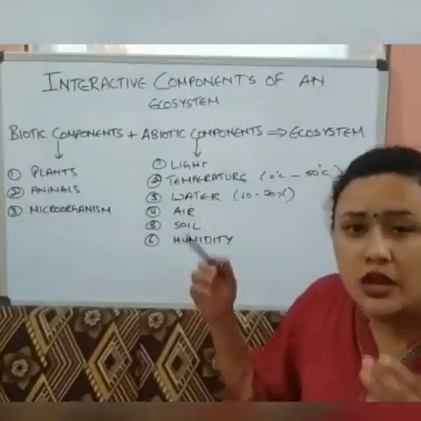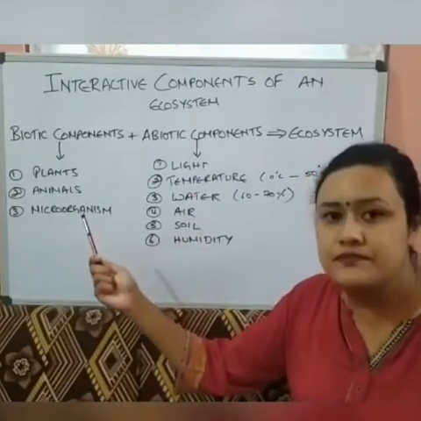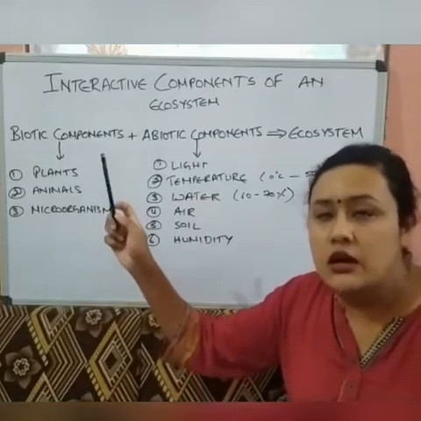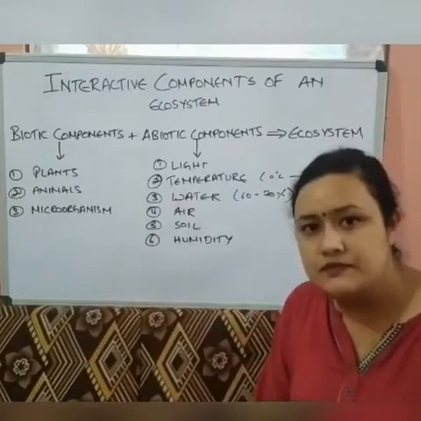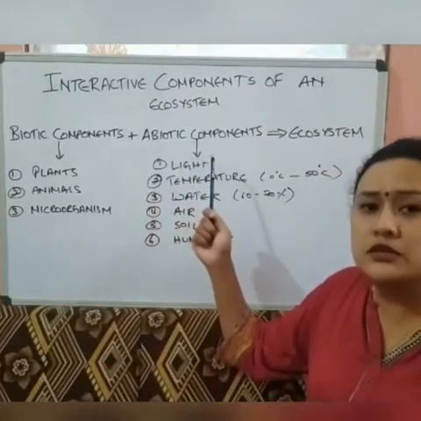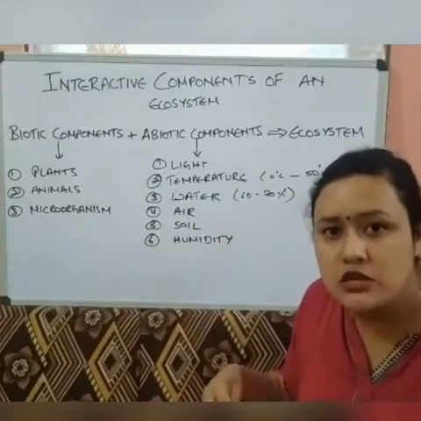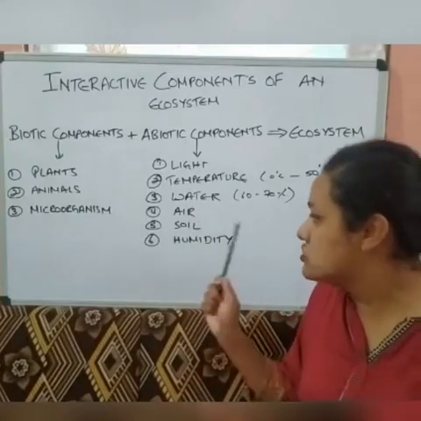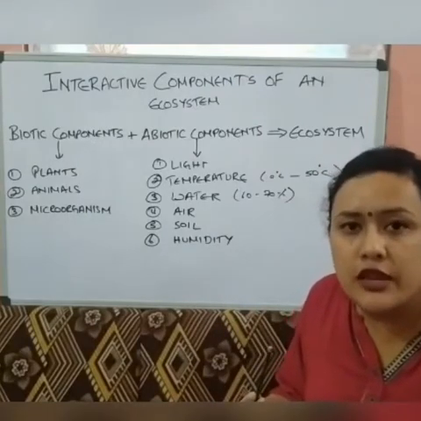In the biotic components, only the living organisms are present. They make up the biotic components. In there we have the plants, animals and microorganisms. On the other side, in the abiotic components, we have the non-living components which we need for our survival. We are all dependent upon each other. So light is necessary, temperature, water, air, soil, humidity. They are all needed for the survival of all living organisms.